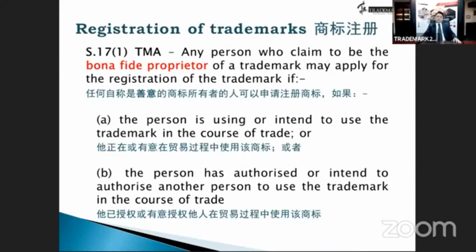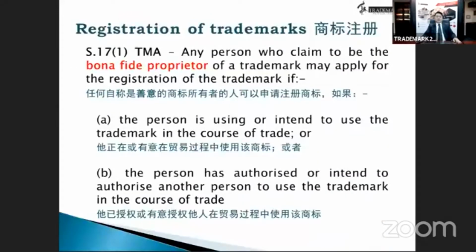Now, who can register a trademark? Section 17 of the Trademark Act says that any person who claims to be the bona fide proprietor. Bona fide proprietor. What is meant by bona fide? Bona fide means good faith. When you apply for a trademark, you must apply in good faith. All right, in good faith.